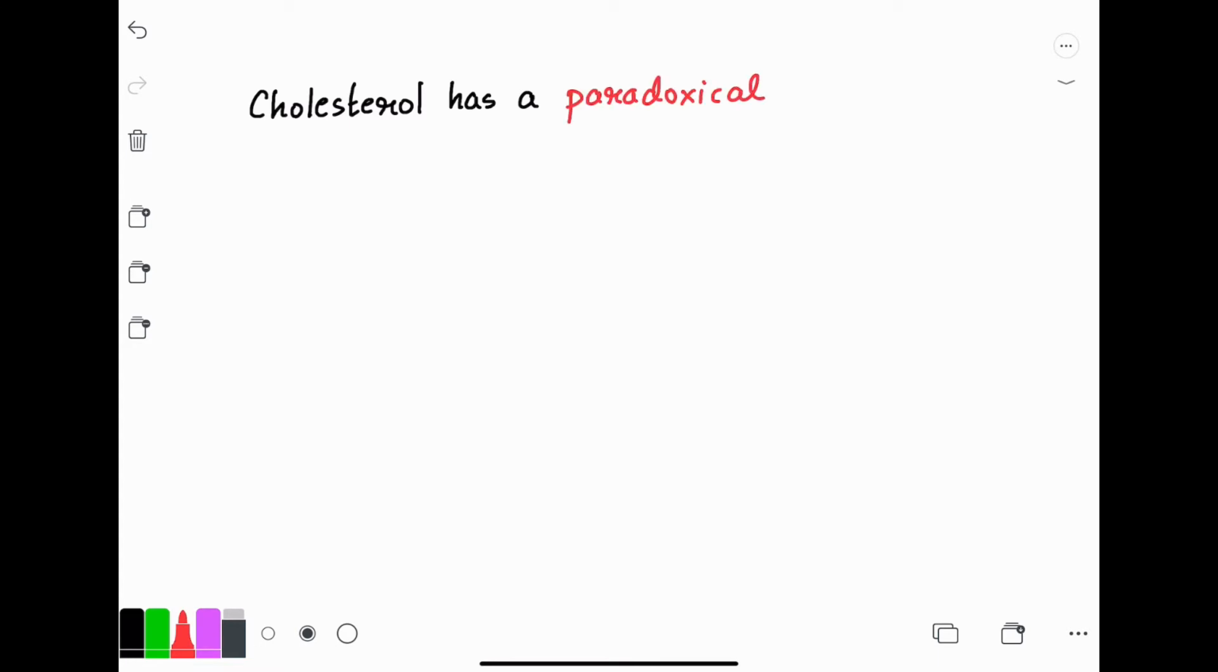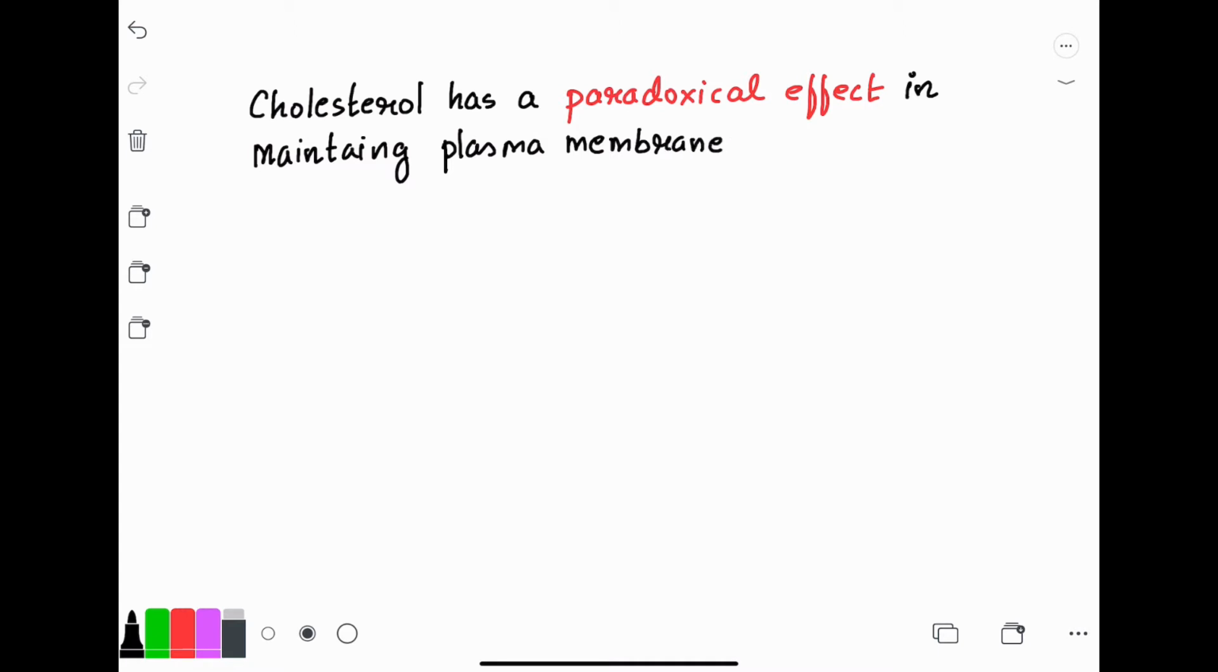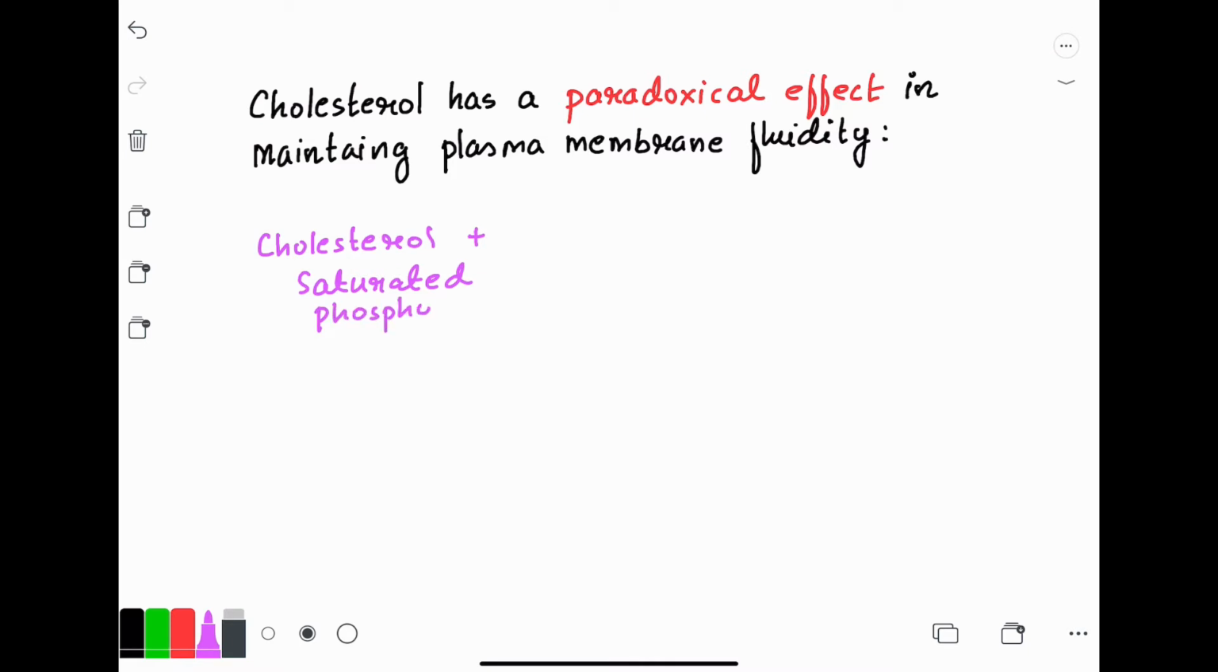paradoxical effect in maintaining the plasma membrane fluidity, right? So it interacts differently with the different phospholipids. Let us look at case 1 where we have cholesterol and saturated phospholipid, right? Saturated means there is no double bond in the hydrocarbon side chain.